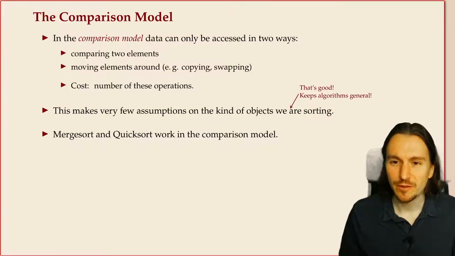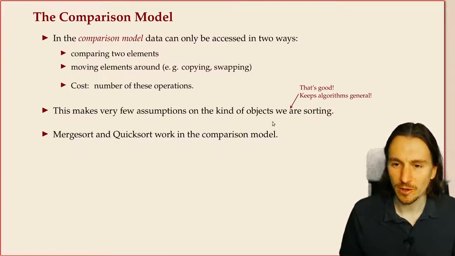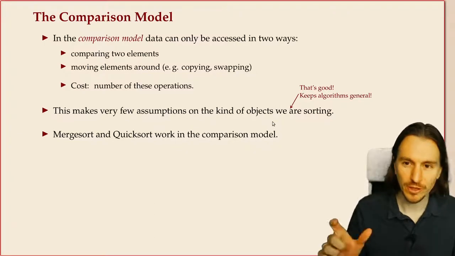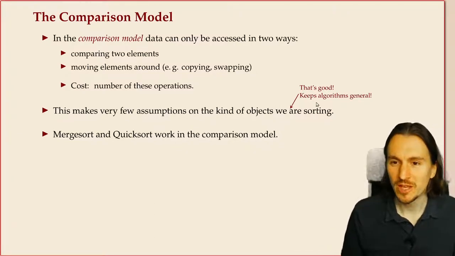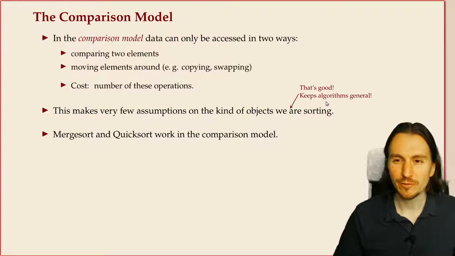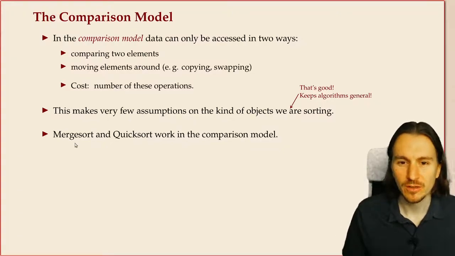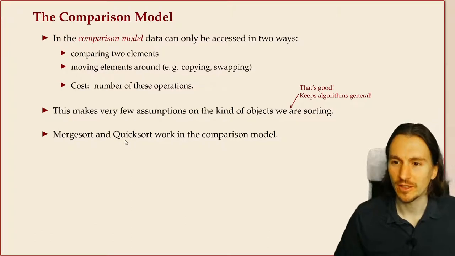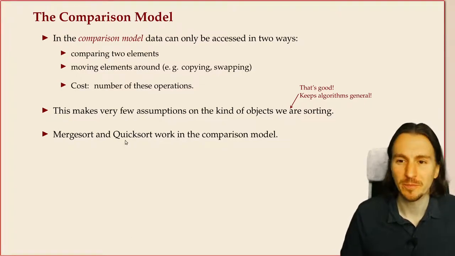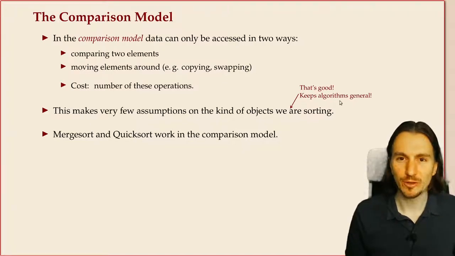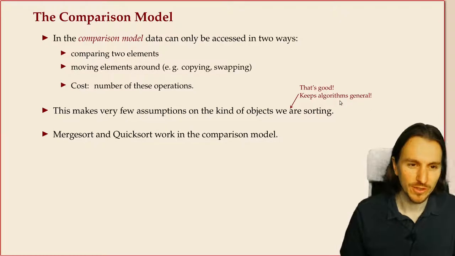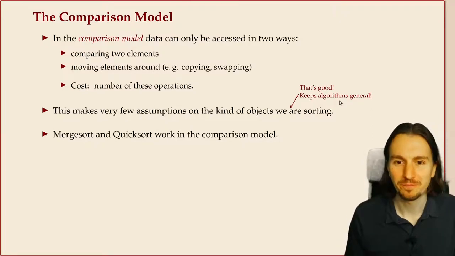It makes very few assumptions on the objects that we're sorting. As I said, you can only compare them, which is weird if you want to program with it. Well, not too weird because merge sort and quick sort actually just use the element in that way. But this is what makes the model helpful for lower bounds because it's fairly general. It doesn't make many assumptions. That means it applies to many different things.